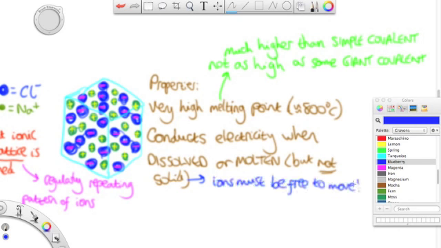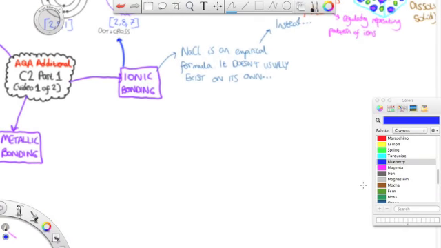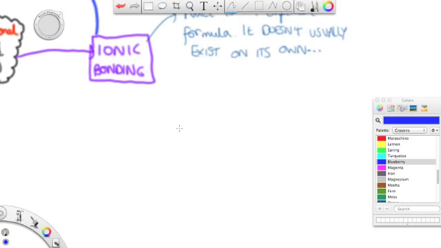They can also conduct electricity when molten or dissolved, but not when solid, because the ions have to be free to move. You can't allow a current to pass through unless the ions can move freely. So you must melt or dissolve salt before it can pass a current through it.